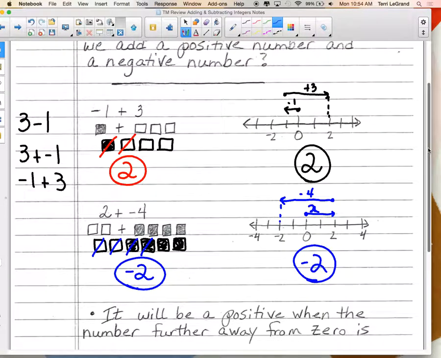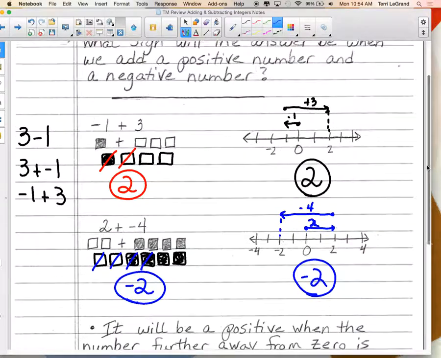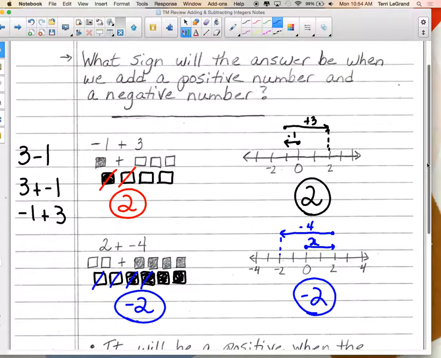Oh dear. One time when we added a negative to a positive, we got a positive. The other time when we added a negative to a positive, we got a negative. So is there an always for this one? Not necessarily. So you know what we're going to put up here? It depends.